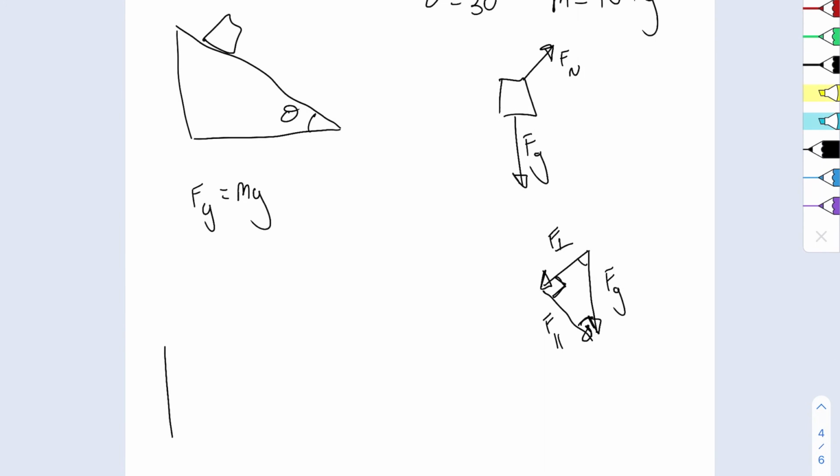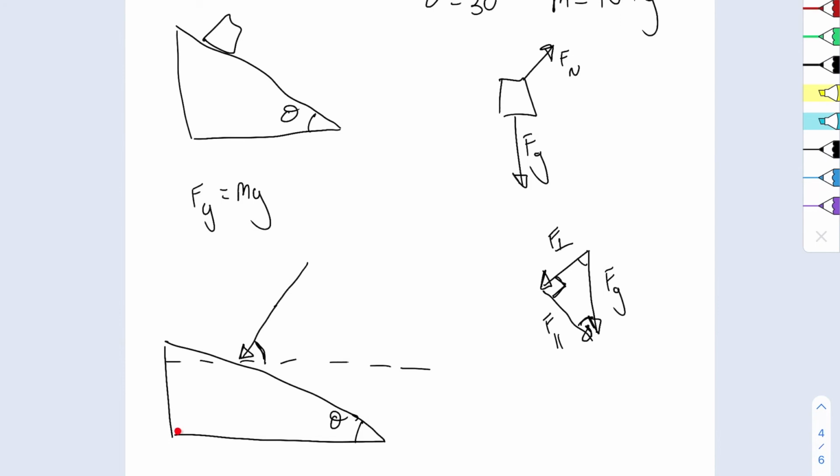So let's redraw our inclined plane. So this right here is theta, and we can draw a vector here that's perpendicular going into the plane. We can draw a dotted horizontal line to help us out. Let's extend that out. Sweet. So let's try to figure out what this angle right here is. So we know that this and this are parallel because they're both horizontal.